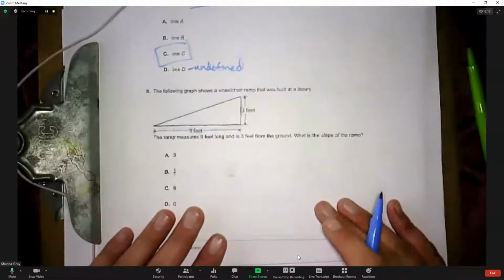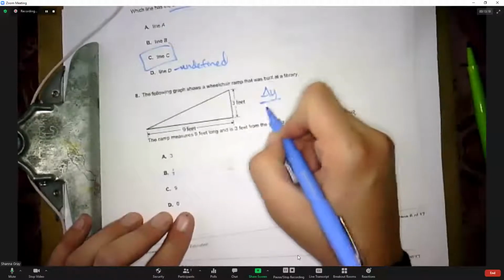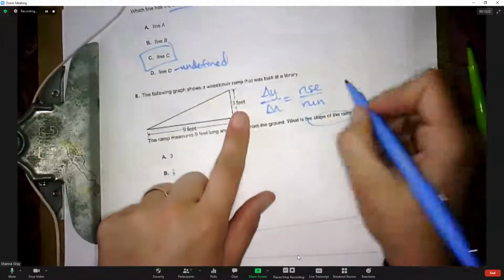Okay, here's a ramp. They're asking for the slope, so kind of similar to the one where we had the triangles before. Remember, change in y over change in x, so rise over run. The rise here is 3 and the run is 9, which can be reduced to 1 over 3. So you're saying it's going up 1 foot for every 3 feet that it moves over.